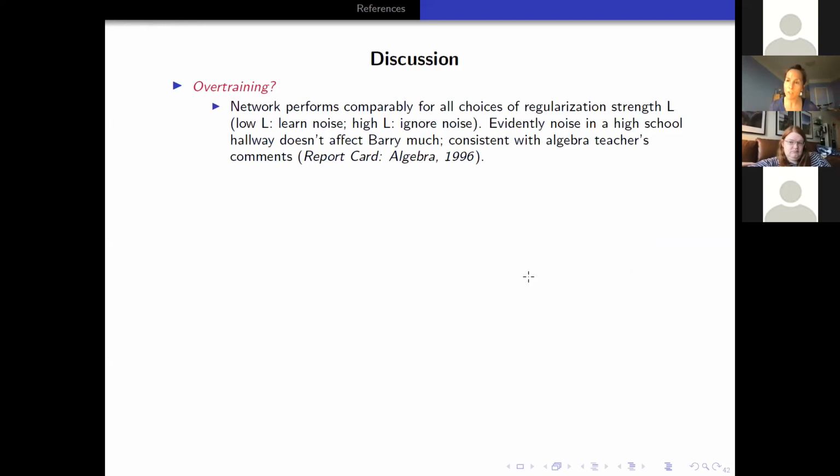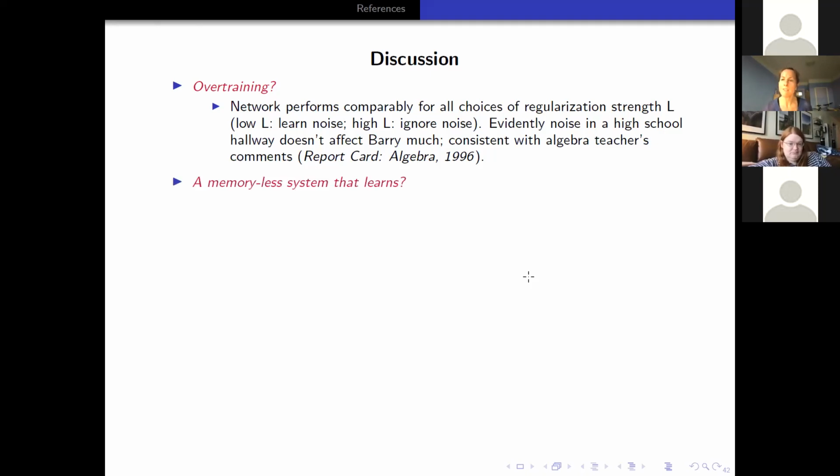Low regularization, if you're not regularizing at all, you're allowing the machine to learn the noise quite easily. High regularization, you're prohibiting that. So we found that the network performs comparably for all choices of regularization strength, indicating that the nature of noise in a high school hallway during passing time doesn't really seem to register with Barry. We're not sure what the scientific implications of that are, but they do seem consistent with the algebra teacher's comments that overtraining is not a concern where Barry is concerned.